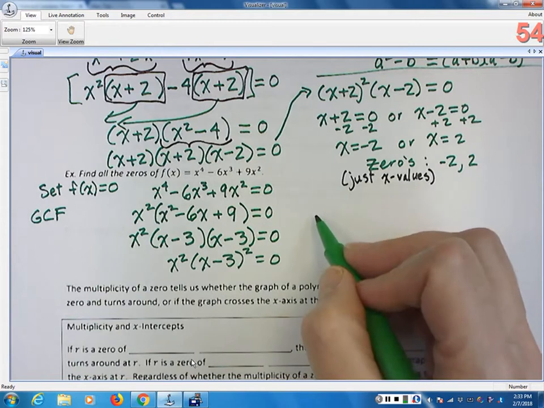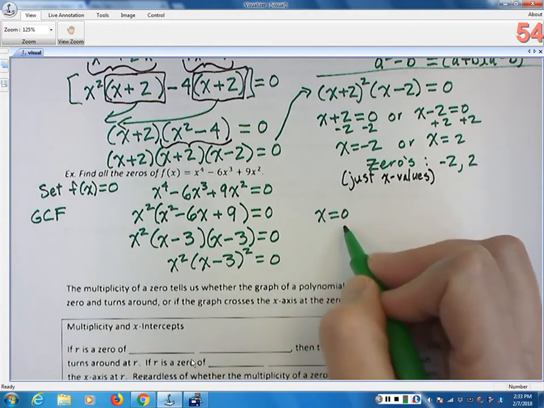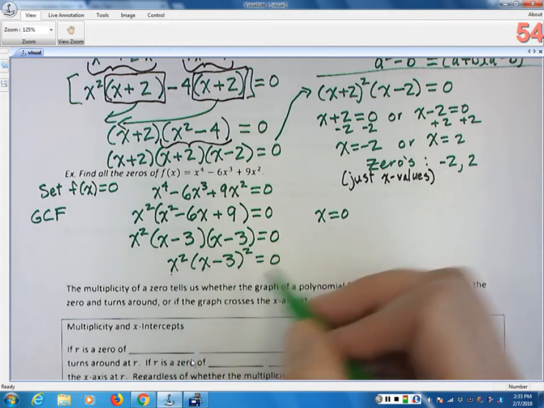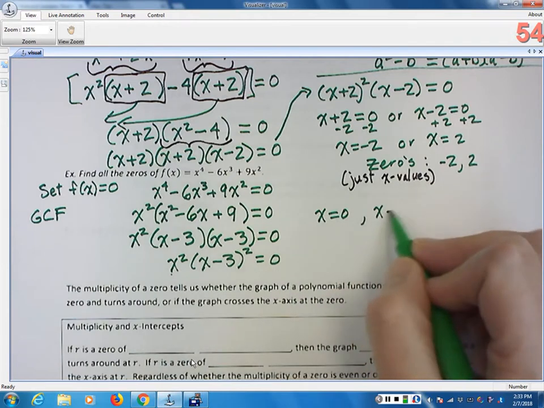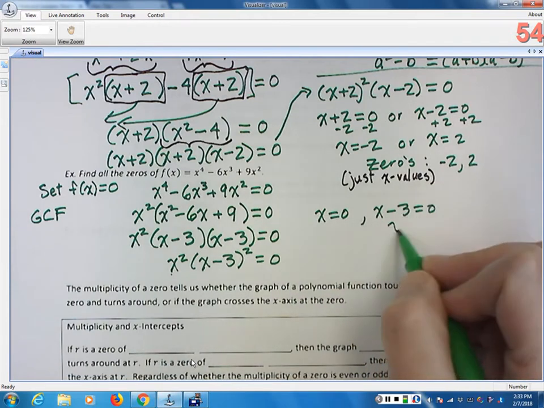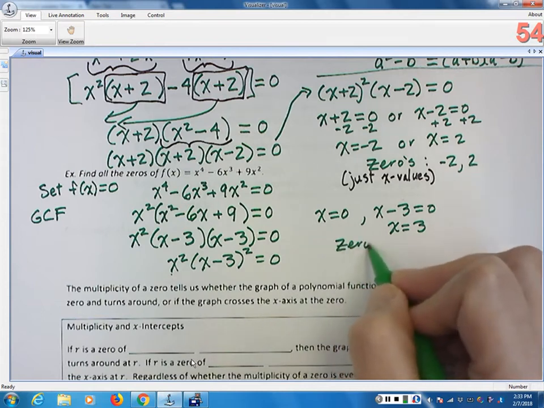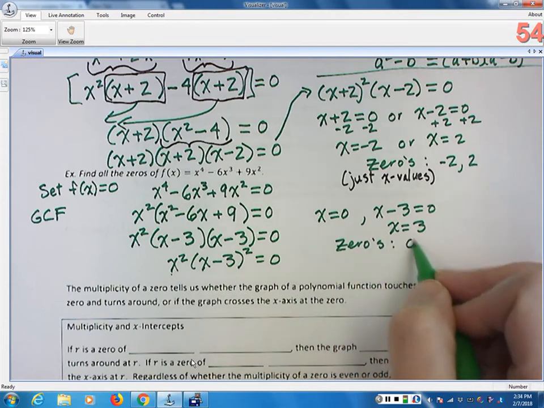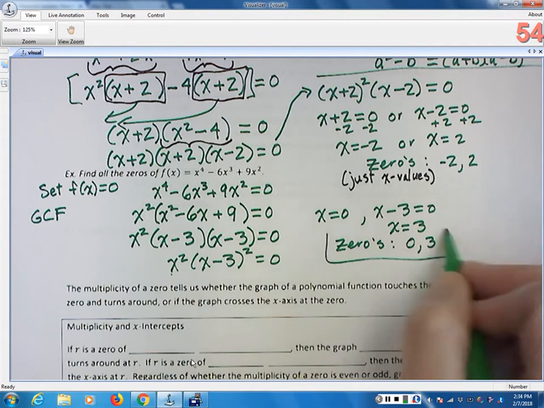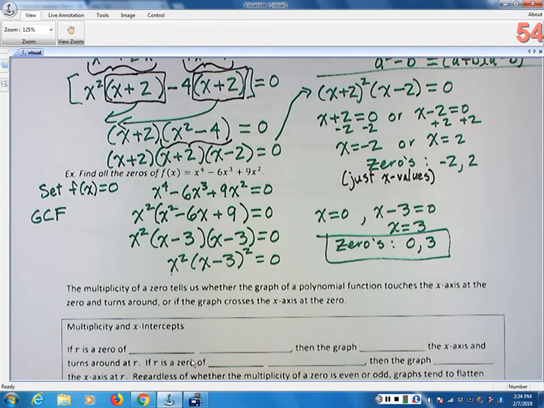So set x to 0 for the x squared, and set x minus 3 to 0, x equals 3. So the zeros are 0 and 3. Okay, you probably got that. So the zeros are 0, 3.